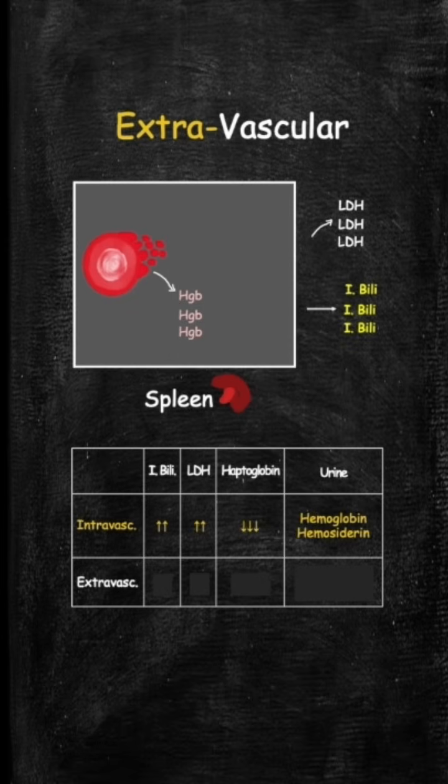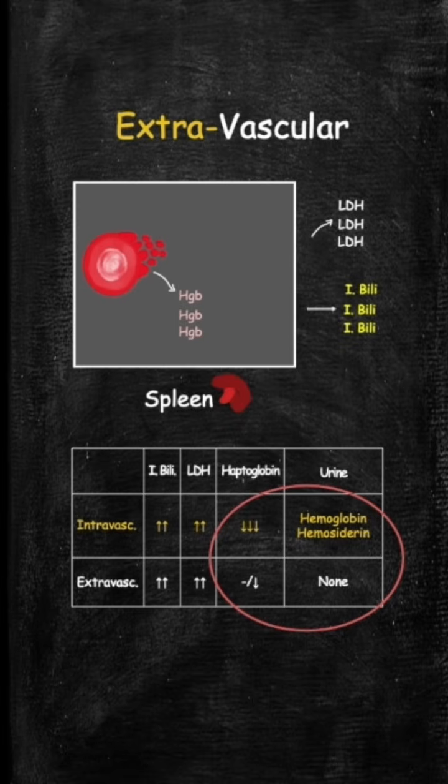So in our labs for extravascular hemolysis, we still get high serum bilirubin and LDH, but since there's not much free hemoglobin in the blood, serum haptoglobin levels don't get depleted, and there's no hemoglobin or hemosiderin in the urine. So these are the two key labs to help you know if it's intravascular or extravascular hemolysis.